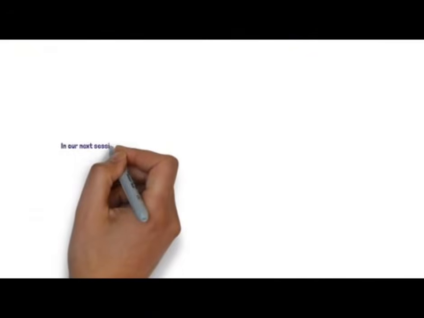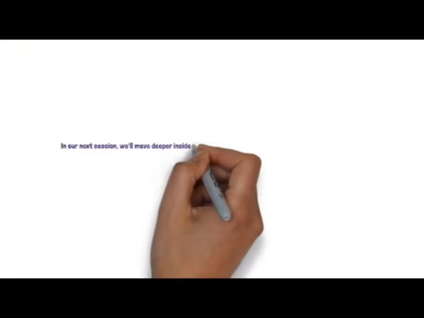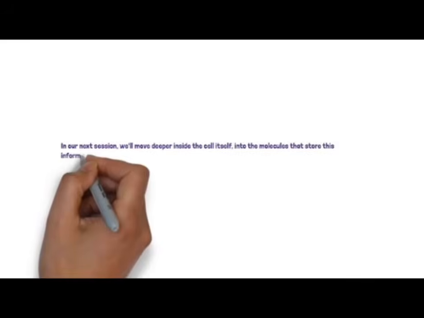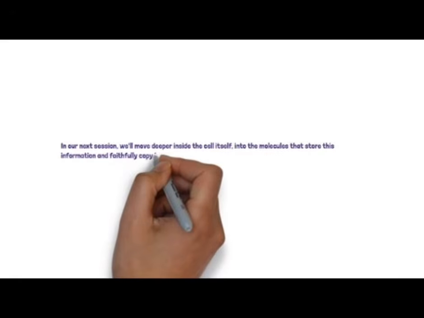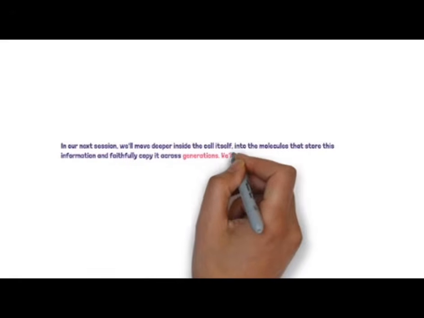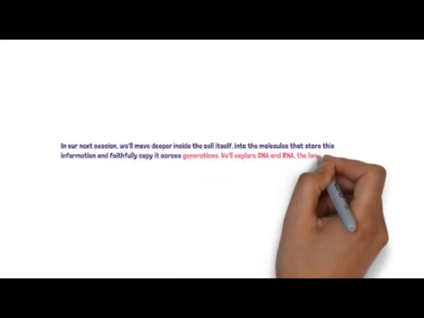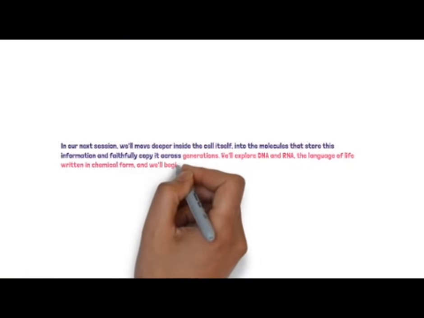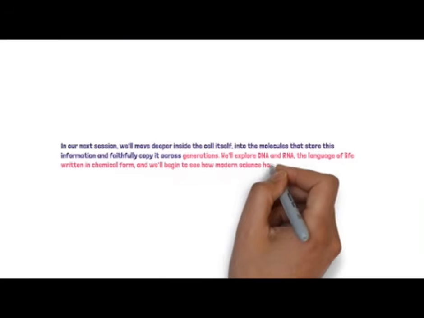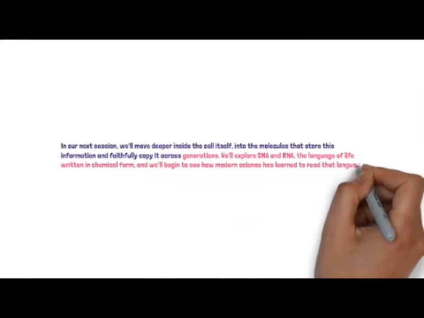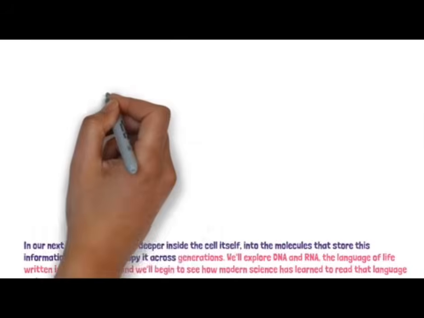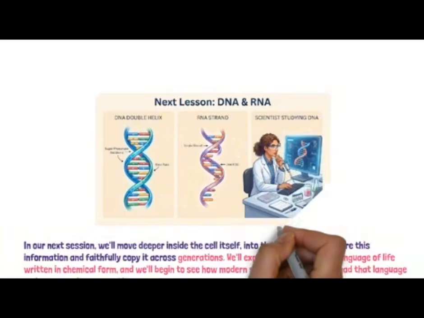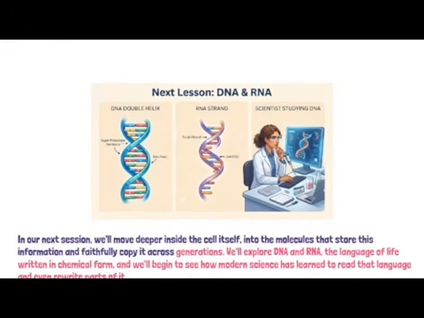In our next session, we'll move deeper inside the cell itself, into the molecules that store this information and faithfully copy it across generations. We'll explore DNA and RNA, the language of life written in chemical form. And we'll begin to see how modern science has learnt to read that language and even rewrite parts of it.